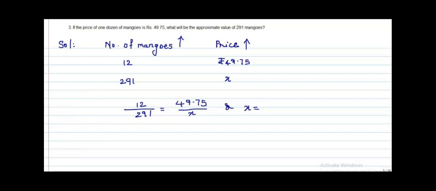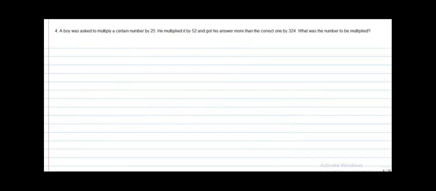or x is equal to 49.75 into 291 whole divided by 12. When we calculate it, we can cancel with 3 tables. So once we find the value of it, it's going to be 1206.43. As the approximate value is asked, it's going to be 1206. Right? We will move on to the next question. 1206 rupees is the approximate value. Then moving on to the next question.